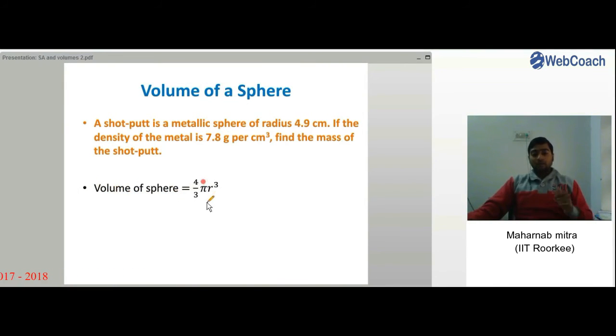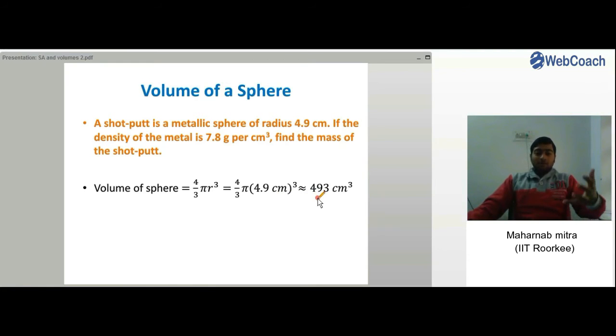Let us find out the volume of the sphere first. 4 by 3 pi r cube, right? So directly we can find out the volume by taking the radius as 4.9 centimeters, and we are approximating the value as 493 centimeters cube. We are just approximating it because it makes our calculations a bit easier, but it is not always a good idea to approximate values. Here we are doing just to make an estimate of the mass of a shot put ball. So our estimated value of the sphere is 493 centimeter cube by using this formula 4 by 3 pi r cube.